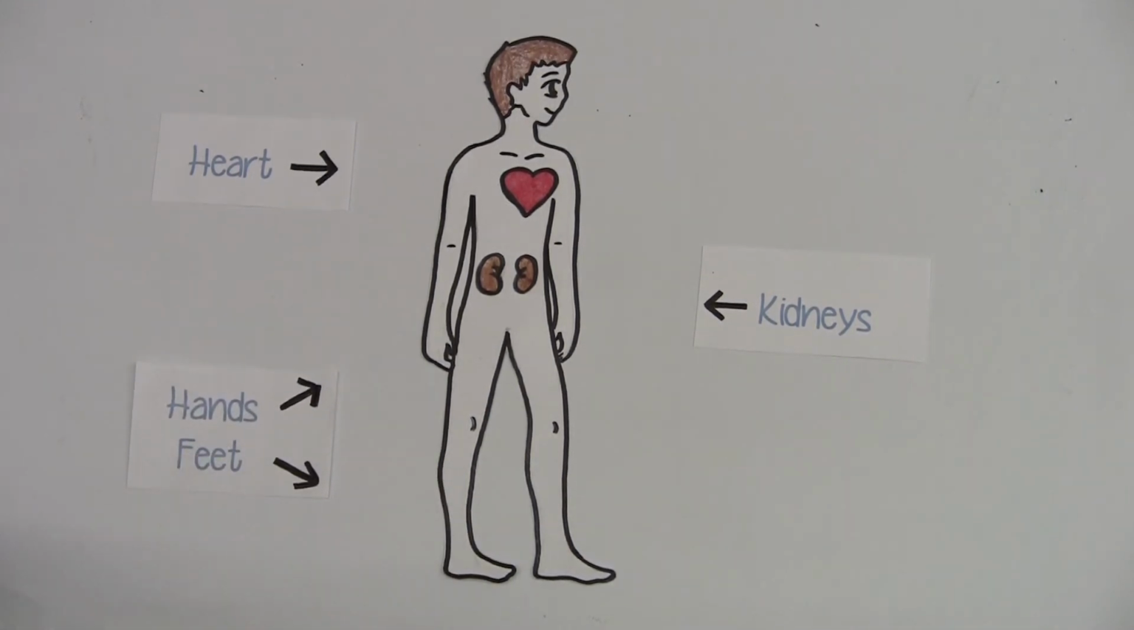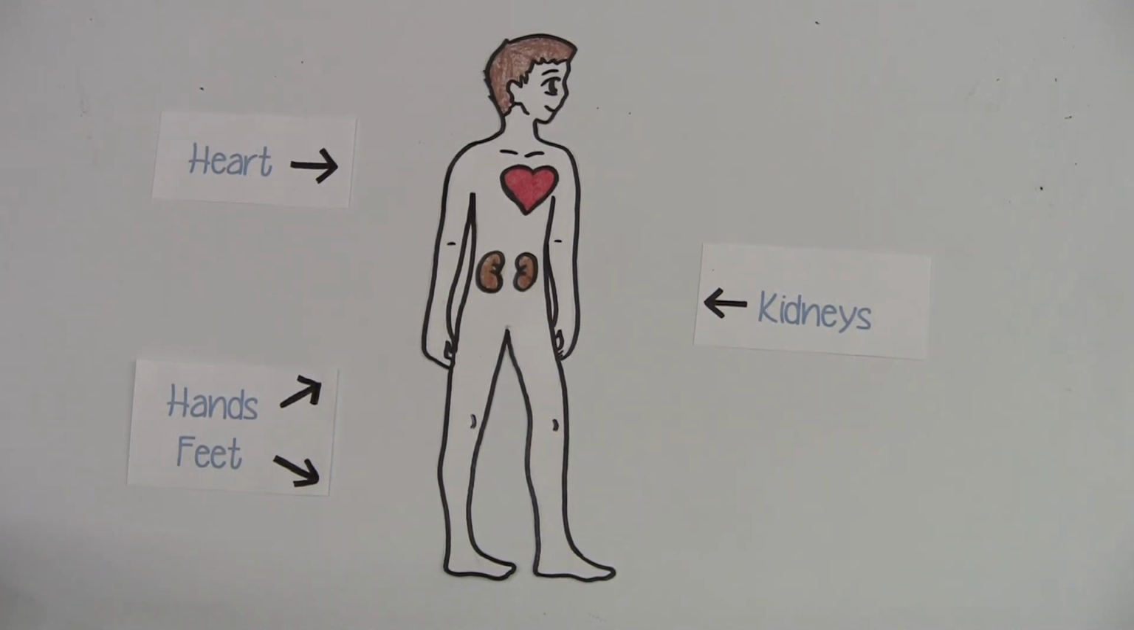Hands and feet. High blood glucose can damage the nerves and blood vessels in your body. This leads to a loss of feeling in your hands and feet, as well as decreased blood flow to these areas. As a result, people with uncontrolled diabetes might not be able to feel an injury on their foot, and the injury can become infected quickly.